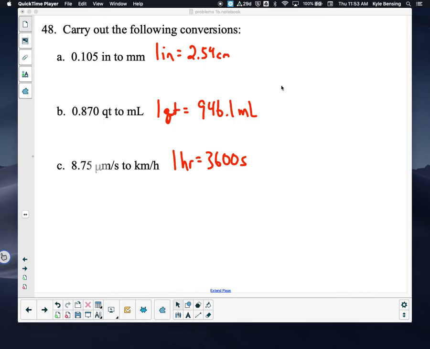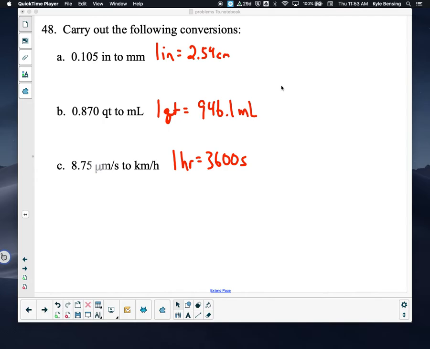Okay, guys, this is problem 48. If you notice, there's already in red, I put the conversions on the board, like inches to centimeters, so that can help us with the problems. So 48 A, B, C, D, E, and F. Let's get started on this.